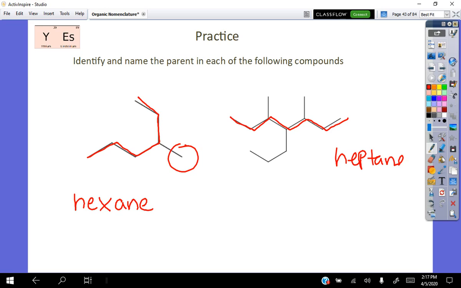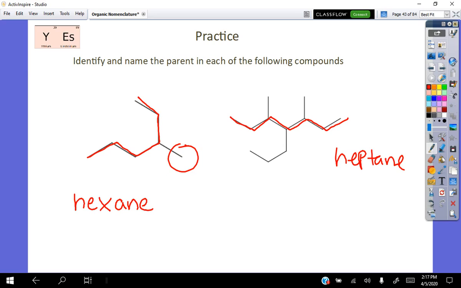So that's the process you're going to use for identifying a parent chain. Sometimes it requires a little bit of trial and error in order to figure out. It is okay to go back and erase your parent chain once you've figured it out and figure out which one really is the parent chain. So let's go through and figure out our numbering system.